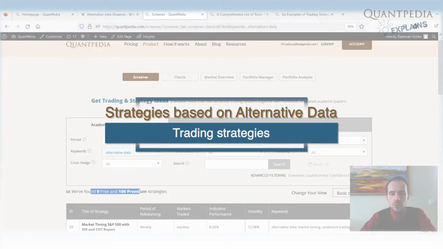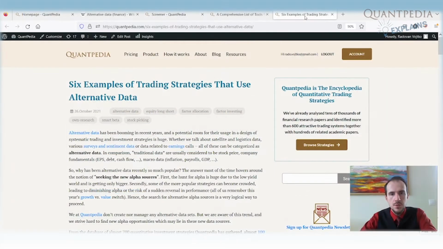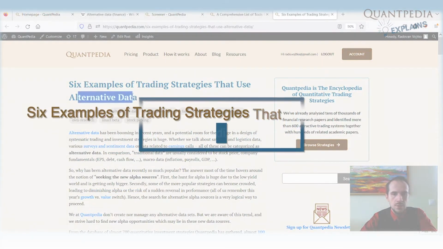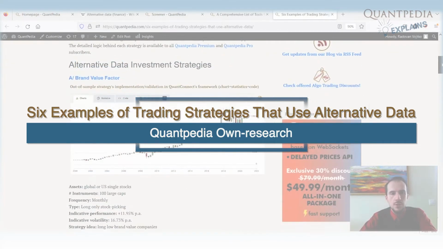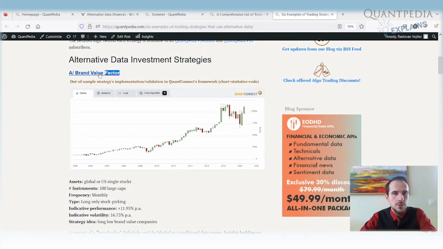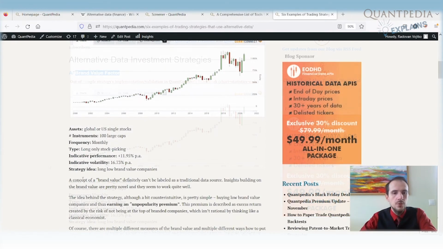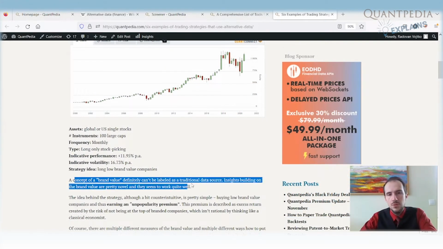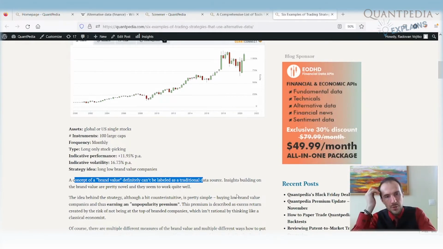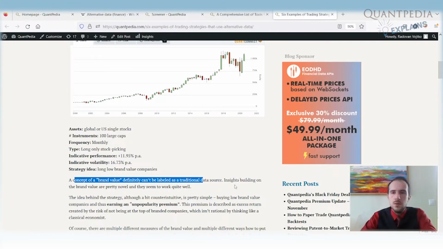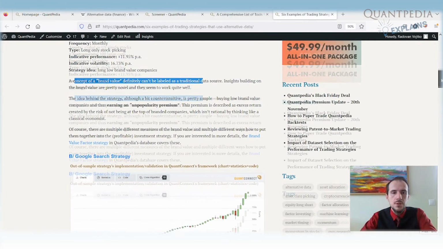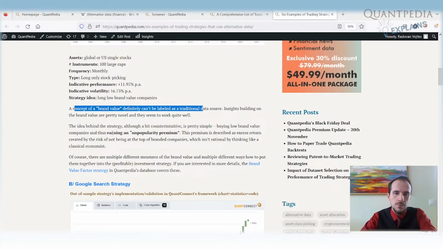So what I would like to show you are 6 examples of strategies that use alternative data. We have a nice blog post related to this topic that was written around a year ago. Let's go straight there. The first interesting alternative data set is brand value. The concept of brand value is definitely not a traditional data source. There are some papers related to brand value and the brand value premium. What we found is that there is something called the unpopularity premium.